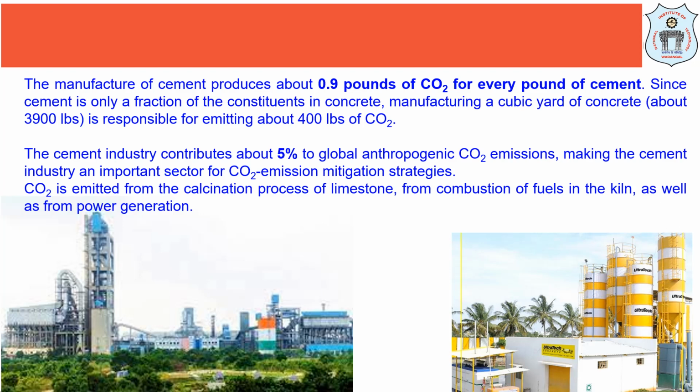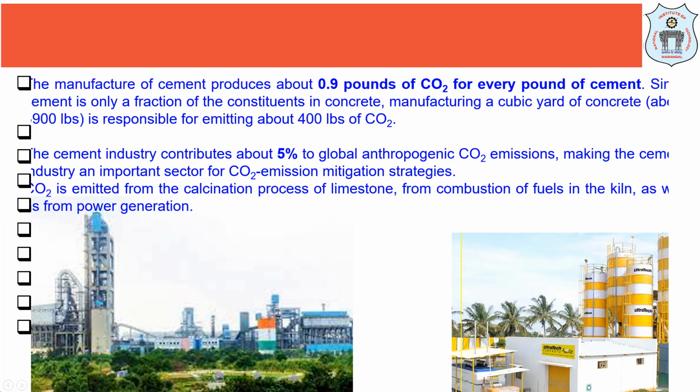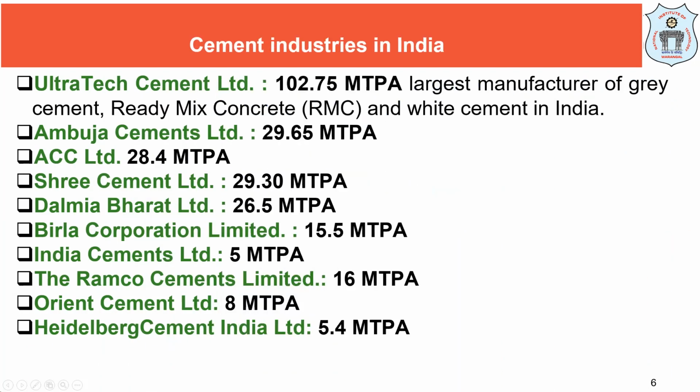We have Ambuja Cements, ACC Cement Limited, Shree Cements, Dalmia Cement, Birla Corporation Limited, India Cements Limited, the Ramco Cements Limited, Orient Cement Limited, and Heidelberg Cement India Limited, which is a subsidiary of a German company. You can see that the capacity distributed between them ranges from 100 to 5 million tons per annum.